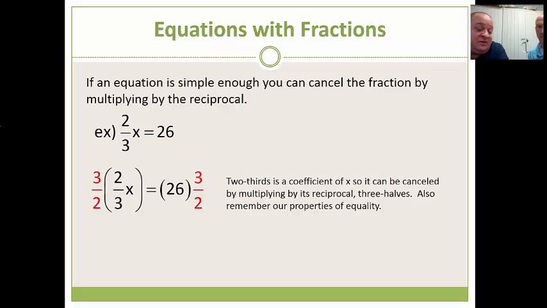Okay, so what it'll give us is that's a coefficient of the x, so it can be canceled by multiplying its reciprocal 3/2. Also, remember our properties of equality. I believe that is what you do to one side, you have to do to the other.